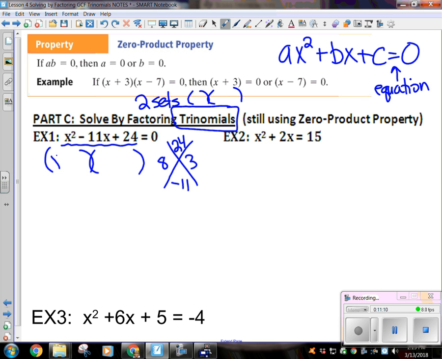Now, it's going to be x and x equals 0. I have to squeeze that in there. Here's the question. What kind of 8 and what kind of 3? Because it has to add to be negative, it had to be negative 8 and negative 3. So it's x minus 8 and x minus 3 equals 0.